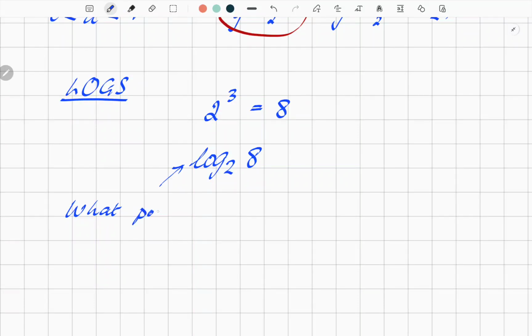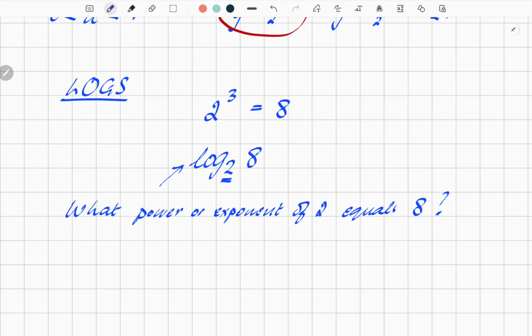What power, or, and this is where the exponent thing comes in, what power or exponent of 2, right? That's where the base is there, all right? What power or exponent of 2 equals 8? So that expression, log base 2 of 8, is this sentence. That is actually what it means in plain English.